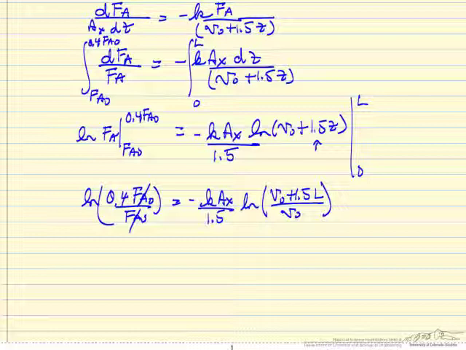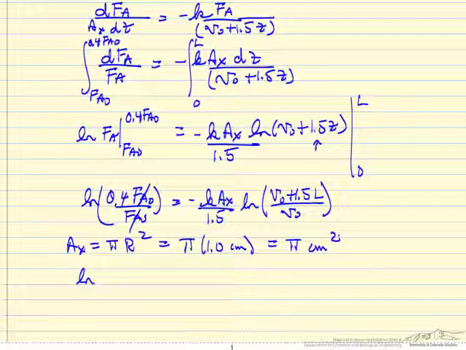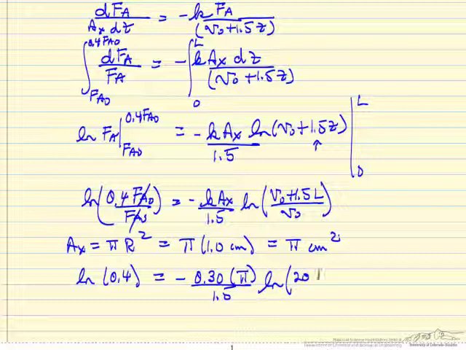We need the area, the cross-sectional area is pi times the radius squared, which is pi times 1 centimeter, so pi is in centimeters squared. We can then substitute in the numerical values. This left side is the natural log of 0.4, right side the rate constant 0.30, the area is pi 0.5, and the log of 20 plus 1.5 L over 20.